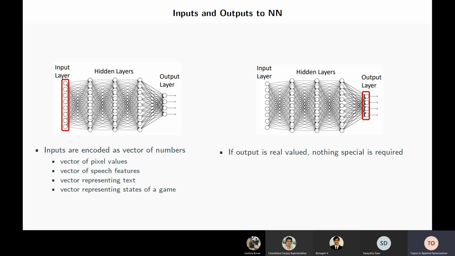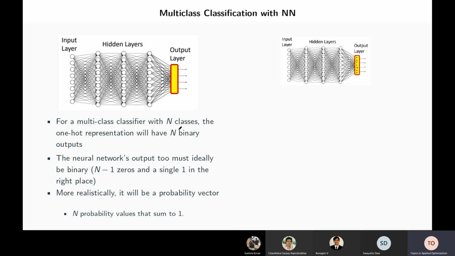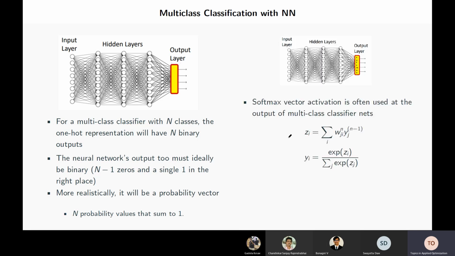If the output is real valued, then nothing special is required. But if the output is vector valued, then the notation for us will be like this. D is the vector value, so obviously it has k components here. For a multi-class classifier, what we use is a softmax, like I have discussed before. So for a multi-class classifier, you will usually use the softmax.